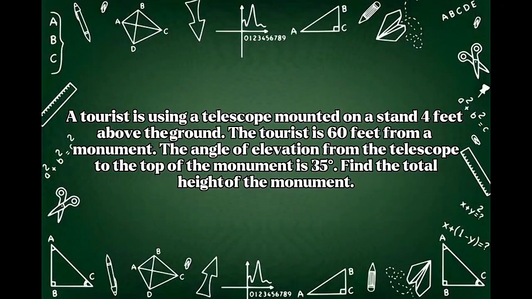A tourist is using a telescope mounted on a stand 4 feet above the ground. The tourist is 60 feet from a monument. The angle of elevation from the telescope to the top of the monument is 35 degrees. Find the total height of the monument.